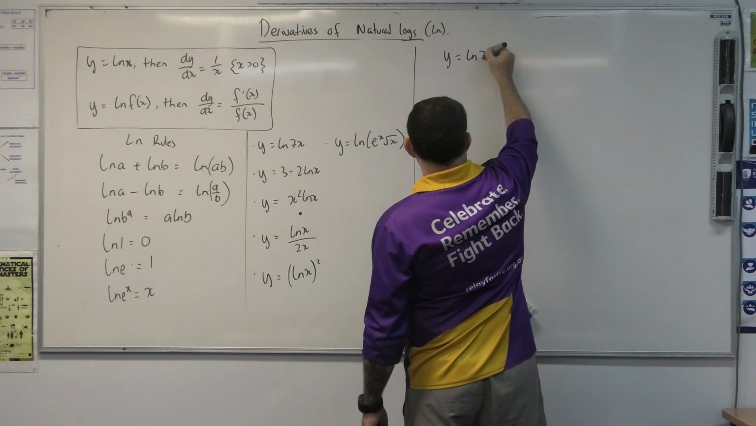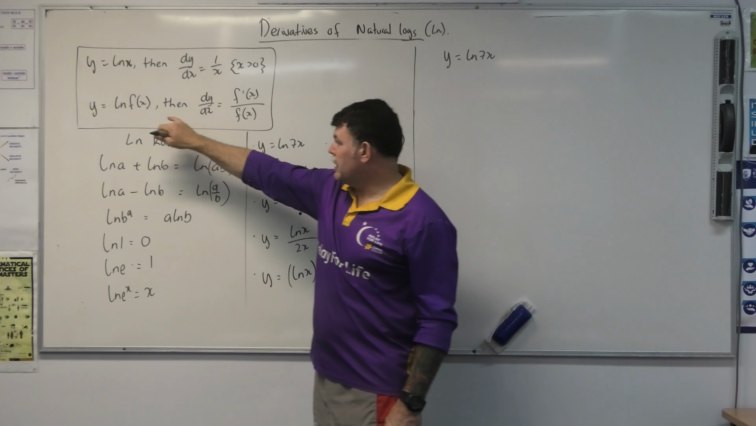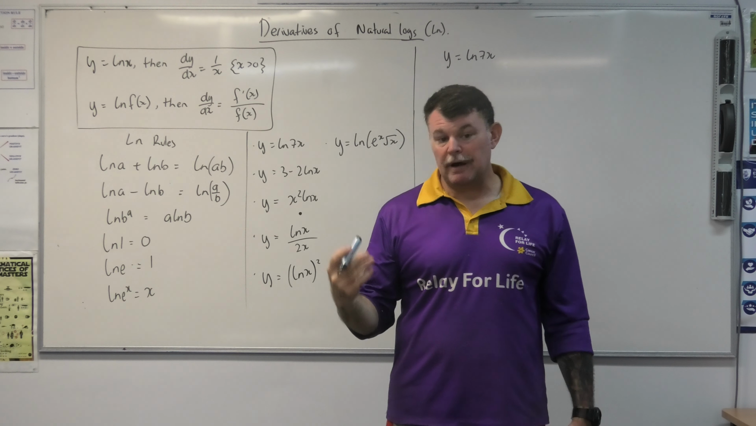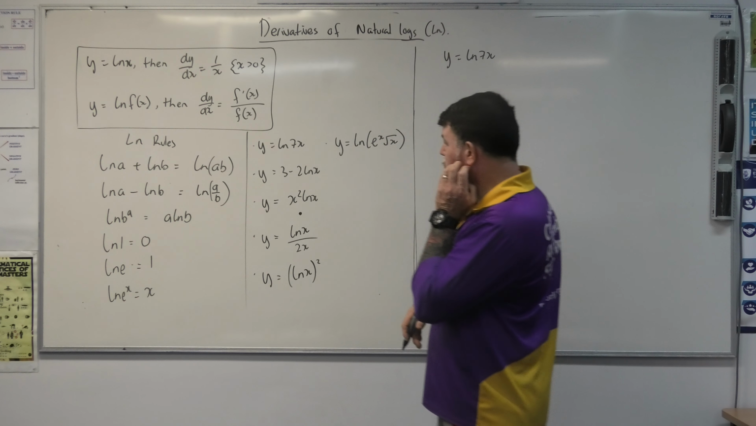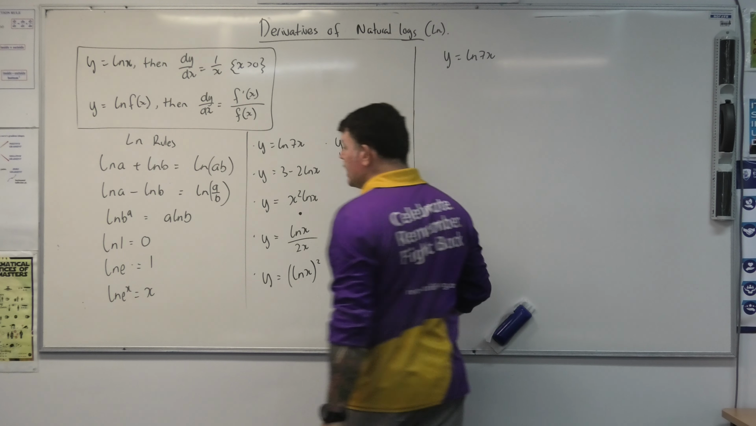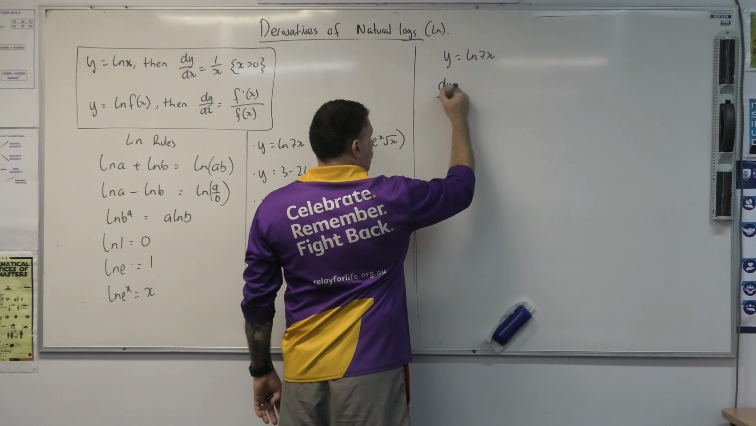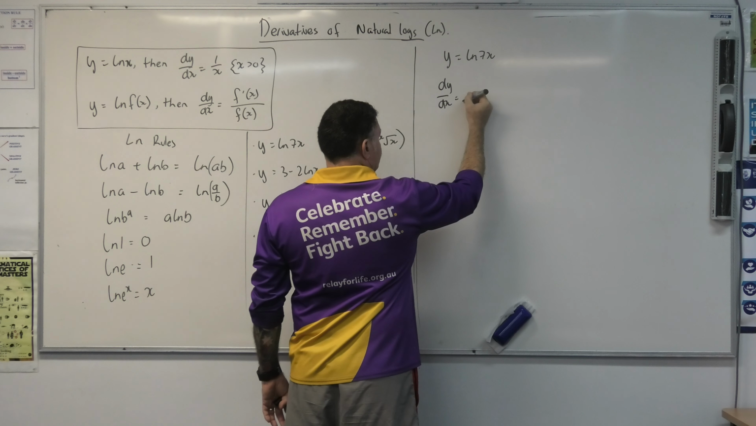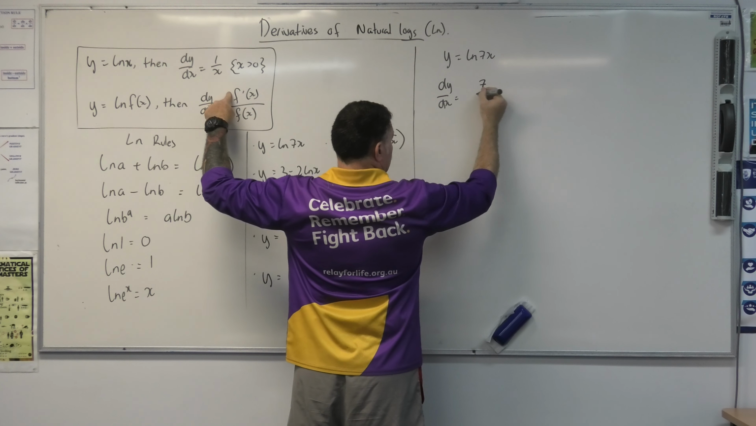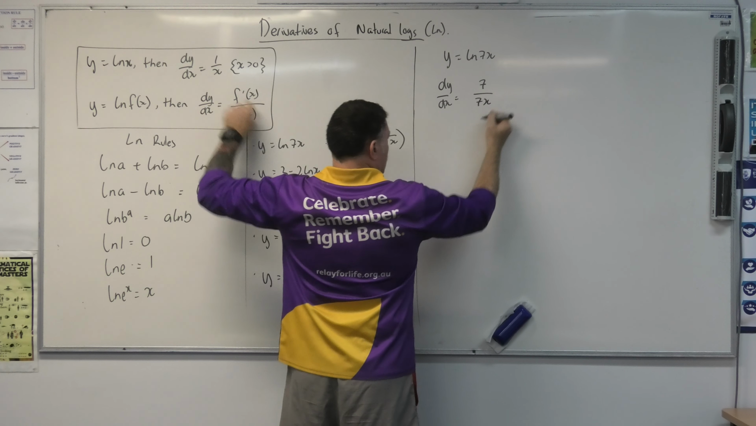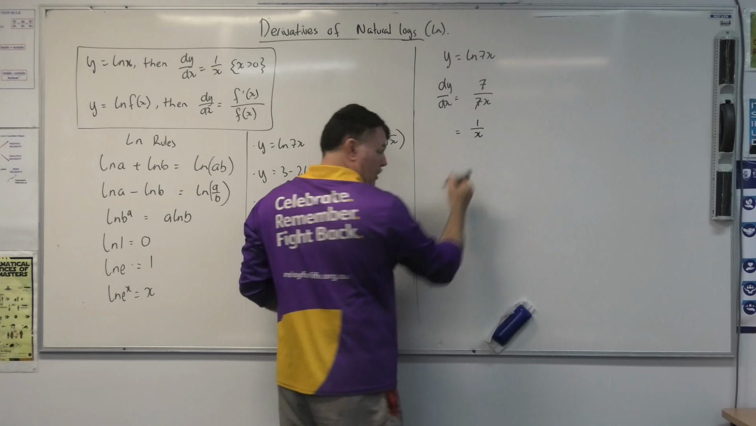y is equal to ln 7x. Now, this here looks like this kind of calculation, and we're going to do it that way first, and then you're going to see that it won't really matter what value we've got in front of your x up here, you're going to get the same answer. So if we're looking at the derivative of this, dy/dx is equal to, remember it's the derivative of this function, so it's 7 over the original function.